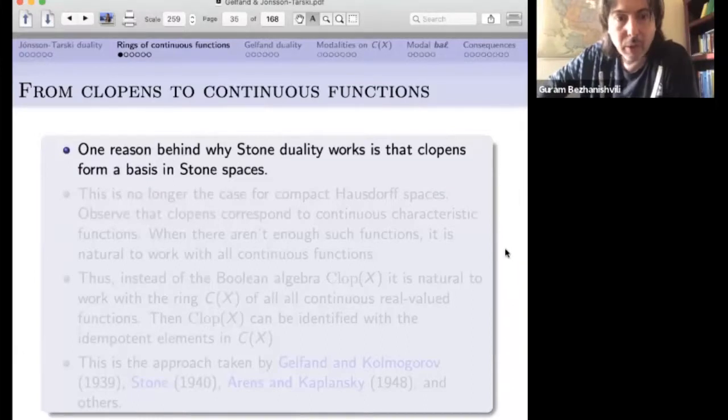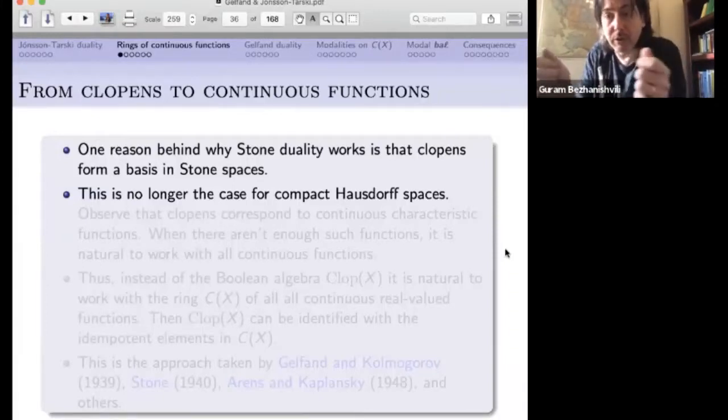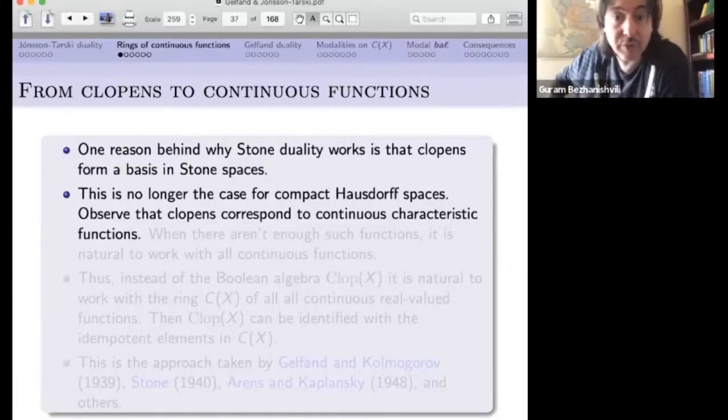So now comes what I really wanted to talk about. What's going on with Stone spaces is that we have this very special basis of clopen sets, and this basis makes the Stone duality work. But as soon as you go to a more general class of spaces, the class of spaces that mathematicians care more about than just Stone spaces, the situation becomes more complicated. Take the unit interval, for example: you have no clopens whatsoever. And so then, of course, Stone's machinery has to be changed.